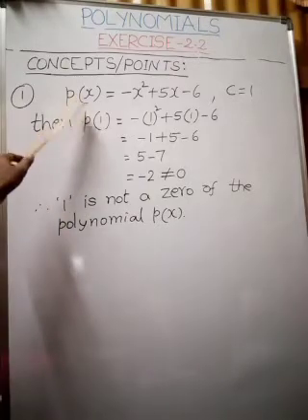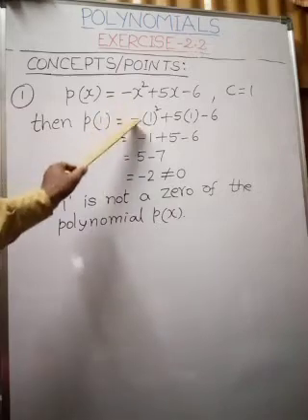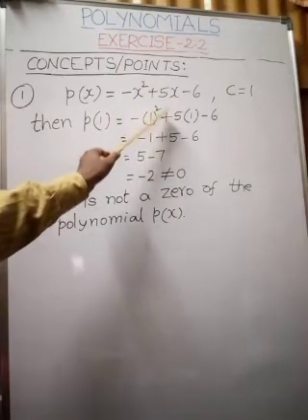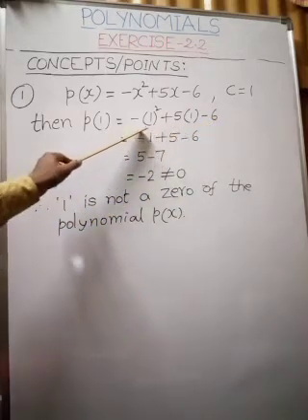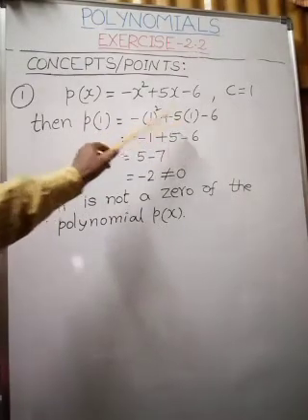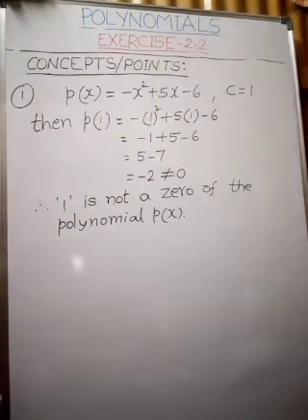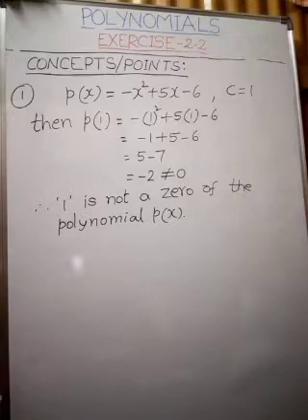Then what will you get here? P of 1 is equal to minus 1 whole square plus 5 into 1 minus 6. In this first step, what I did here, I just substituted, replaced x by 1. Understood this step, my dear children? Right. Now the next step is simplification. We have to simplify these 3 terms. Understood, my dear children? Right.